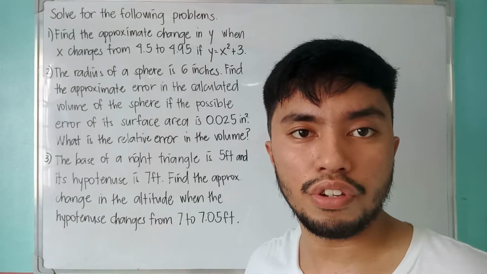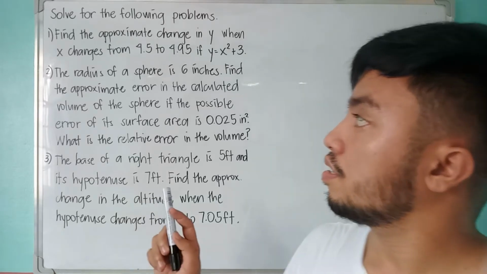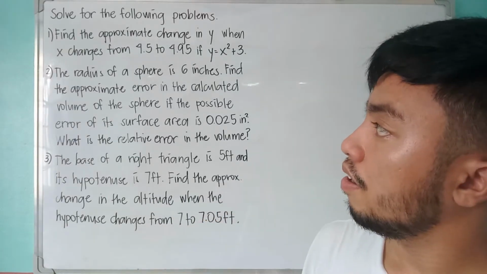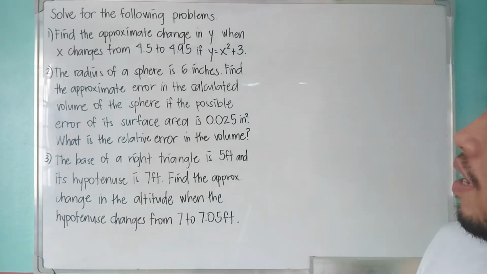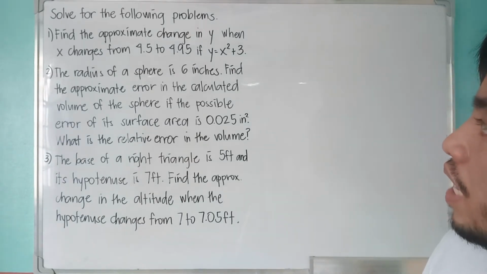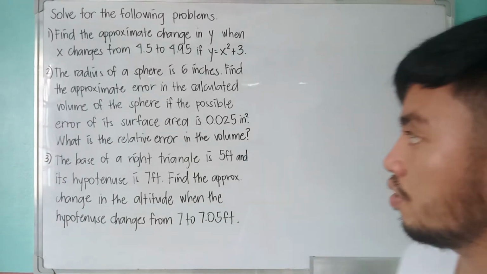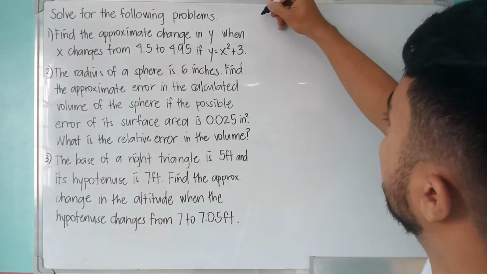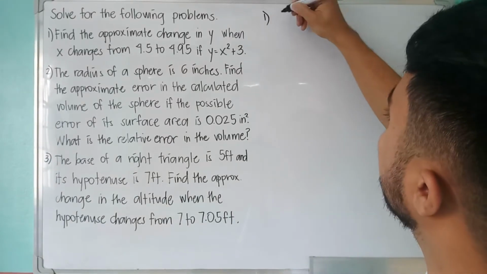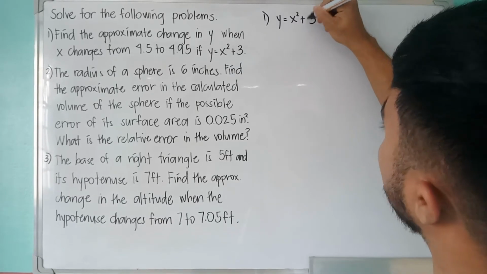For this video, solve naman tayo ng mga worded problems involving approximation pa rin. So sa problem number 1, find the approximate change in y when x changes from 4.5 to 4.95 if y is equal to x squared plus 3. So for the solution, number 1, meron tayong y is equal to x squared plus 3.